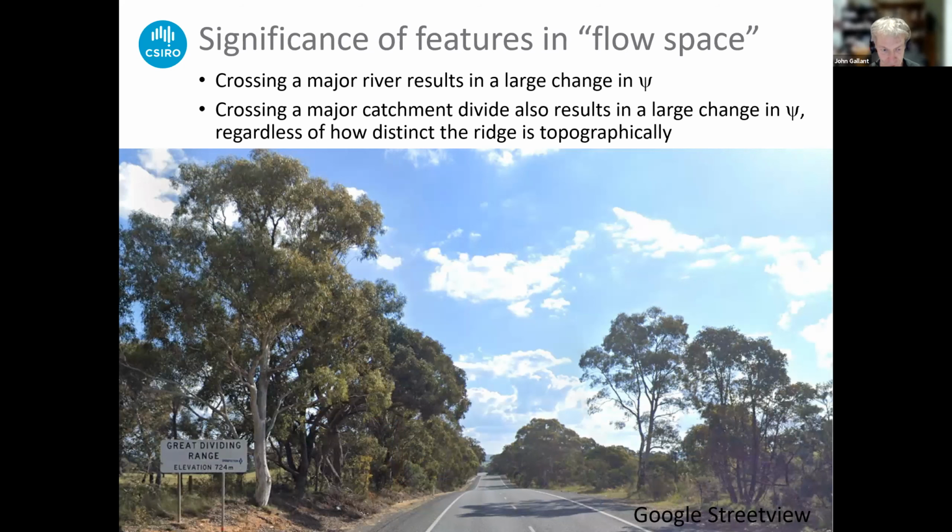This is an example of the Great Dividing Range in Australia, not far from Canberra, where, as you can see, the topography is not exactly extreme, but we're crossing over a boundary from flow that goes into the Murray-Darling Basin and flows west compared to part of the landscape that flows east to the Pacific Ocean.